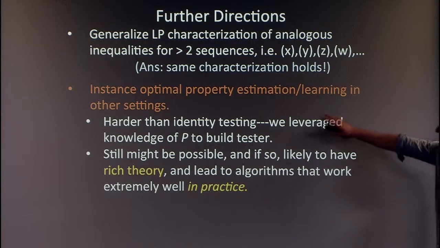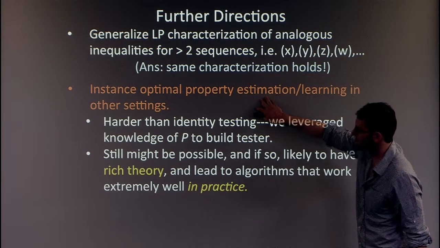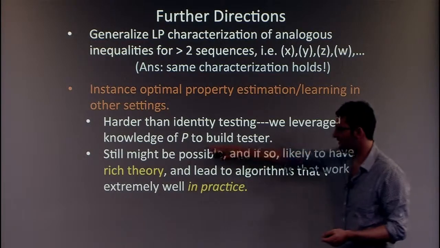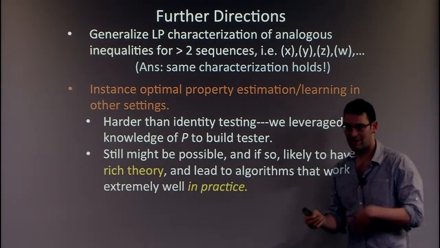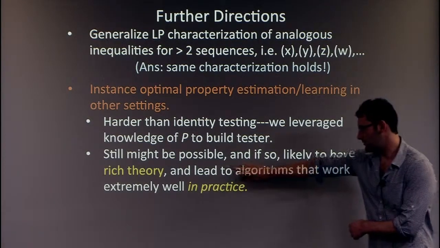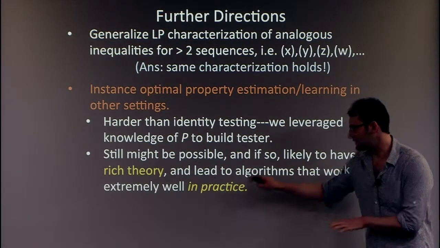And this is going back to instance optimal property estimation and learning. So the setting I described, this hypothesis testing, is sort of easy because I'm telling you this distribution P, and then you get to tailor your algorithm for that instance. So it's not as instance optimal as one would hope. But in more general settings, it still might be possible.